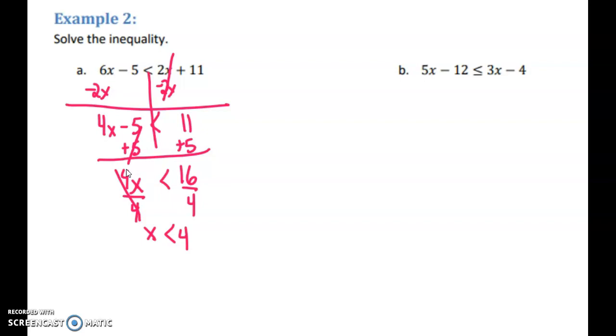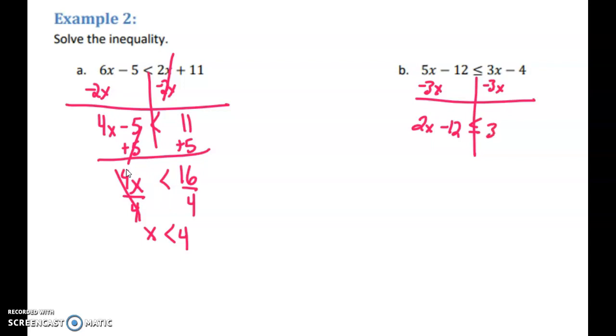All right, I'm going to go ahead and have you try example 2b. Solve the inequality for x. All right, so first I subtracted 3x to move it to the other side, trying to get the x's on the same side. It doesn't matter which side, just the same side. So 5x minus 3x is 2x. I still have minus 12.